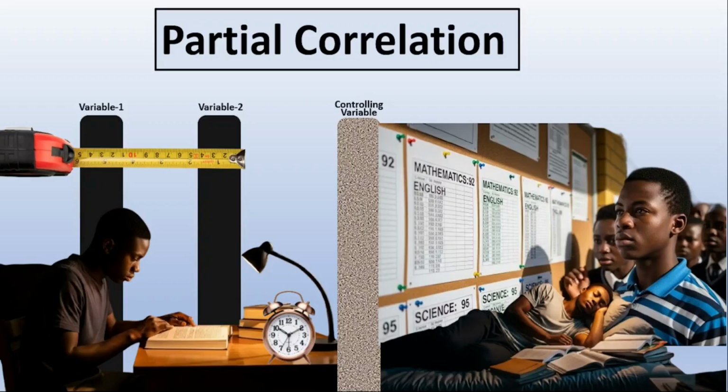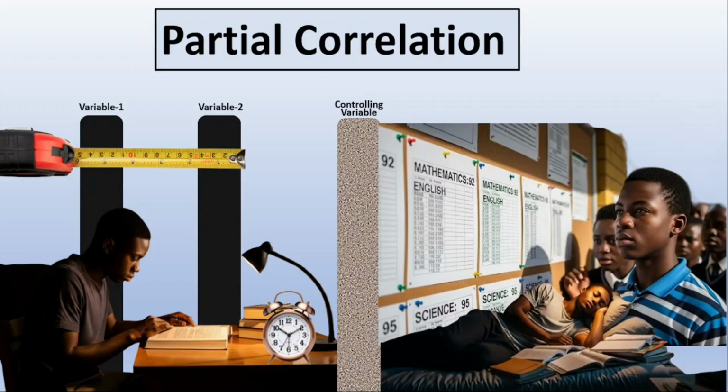Partial correlation allows you to examine the link between study time and exam performance after removing the effect of sleep, helping you to see the true relationship. It is especially useful in observational studies where other factors may interfere with the results.